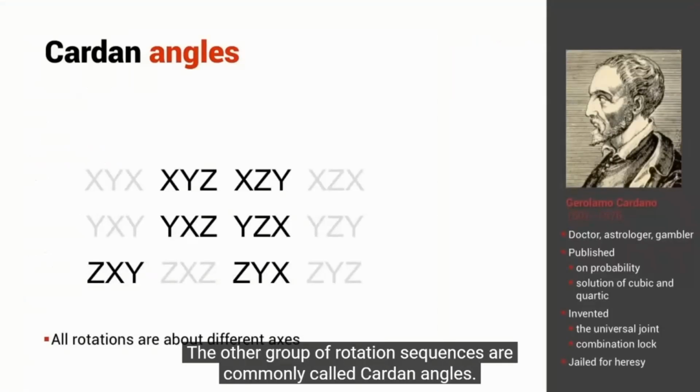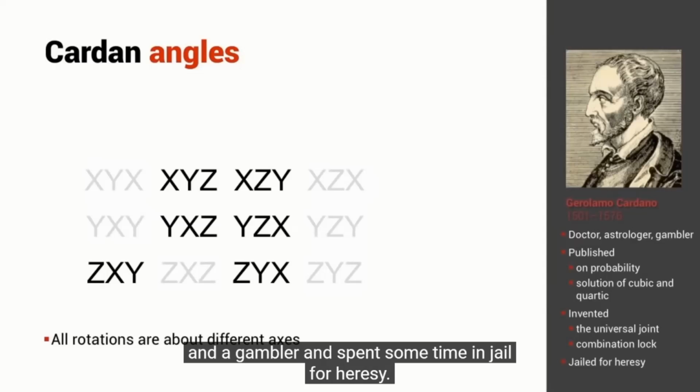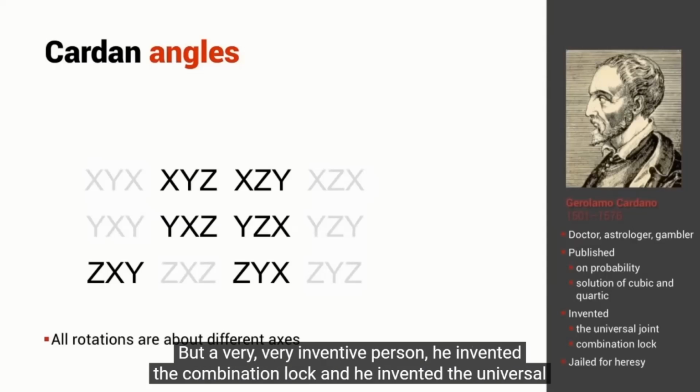The other group of rotation sequences are commonly called Cardan angles. These are named after a very famous or infamous Italian character who was a doctor, an astrologer, and a gambler, and spent some time jailed for heresy. But very, very inventive person.